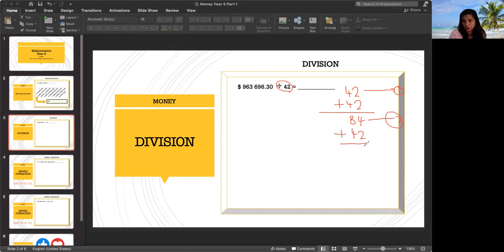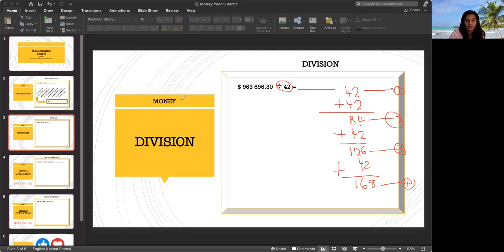So 4 plus 2, 6. 8 plus 4 would be 12. So this is 126. This would be third, 3 times 42 plus another 42. And it goes on like this. Okay, 8 and this is 16 here. So 168 is 4 times 42.